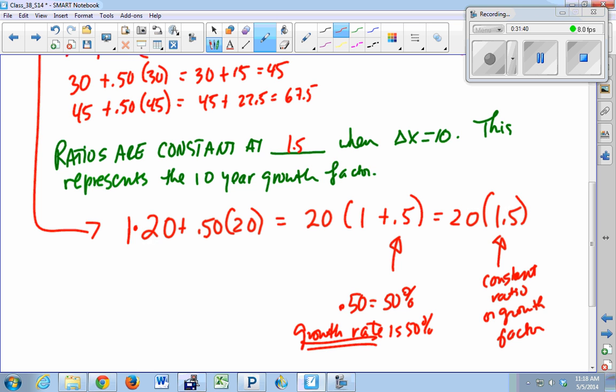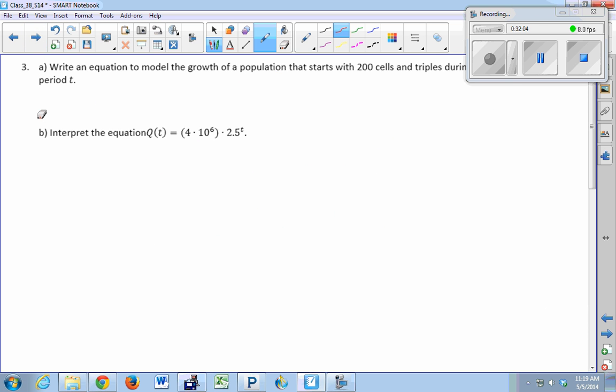And that's how it would be reported if you were reading something. If something was growing at the rate of 50%, its growth factor is 1.5. Because you take 50%, you make it into a decimal, and you add it to 1. So that's how you go from a rate to a growth factor. So let's take a look at that in a little more detail.